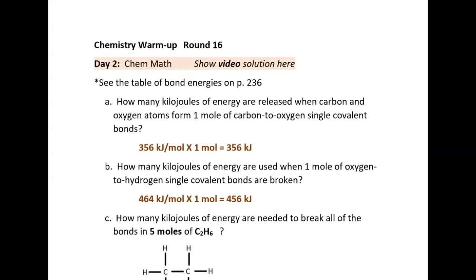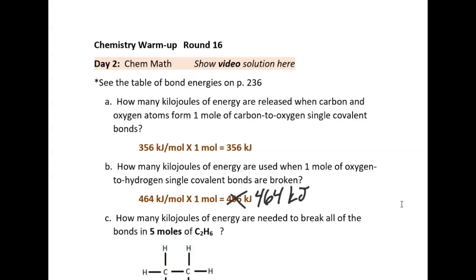Question B. How many kilojoules of energy are used when 1 mole of oxygen to hydrogen single covalent bonds are broken? Again, refer to that chart. Look for oxygen to hydrogen single covalent bonds. So capital O, dash line, capital H. The number that you'll find is 464 kilojoules per mole. This problem says there is only 1 mole. So 464 times 1 is, oops, I don't know why I said 456 there.